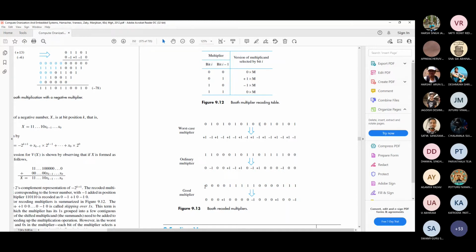You need almost a similar number of multiplications if the multiplier is this. You need a very good achievement when the multiplier is basically of this type. Okay. So these are 3 case studies which I wanted to show you: a Booth multiplier can be a good multiplier, can be an ordinary multiplier, can be a bad multiplier also. So depending on the scenario, you can select whether to use a Booth multiplier.